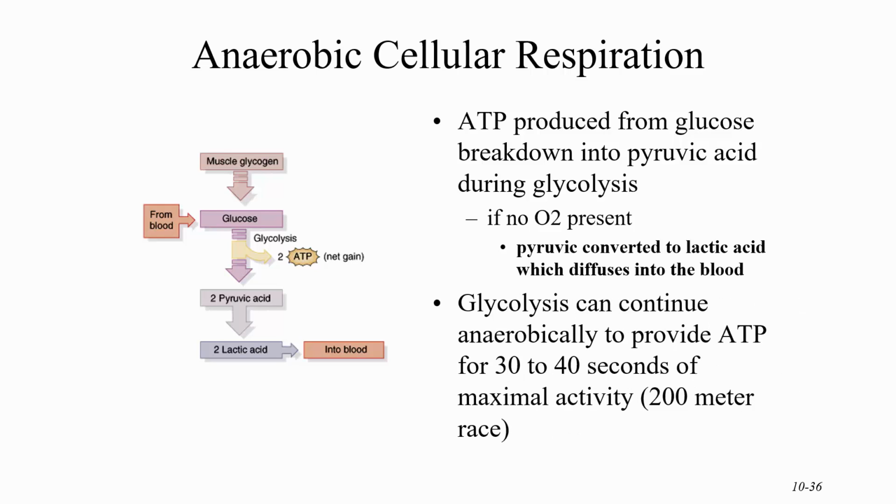Now glycolysis can continue anaerobically to provide ATP for 30 to 40 seconds of maximal activity, and that can be used for something like the 200-meter race. Okay, so let's take a look at this. We have glucose. Now, where do we get the glucose into the muscle cell? Well, we can get it from the blood, but also we can use muscle glycogen.